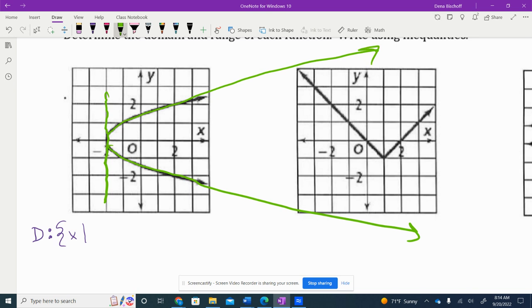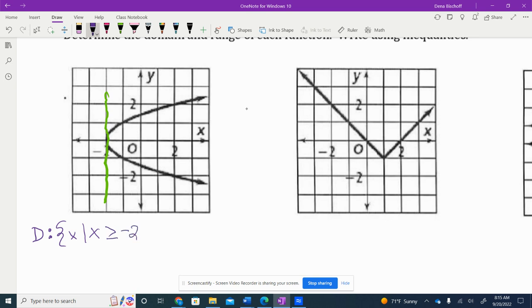So how can we identify the domain using an inequality? What do we know about the x values? They're what? What's the smallest x value? -2. So the domain is all x such that x is greater than or equal to -2. So that means -2 is included, but it's also talking about every number that's bigger than -2.